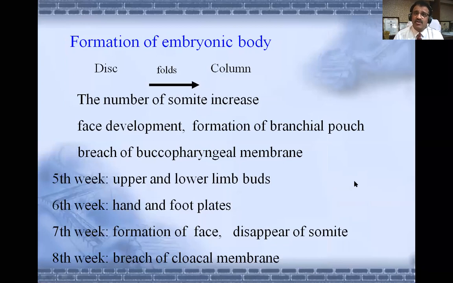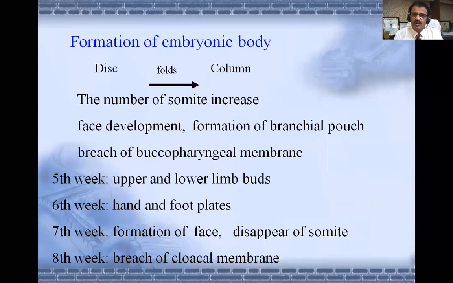Formation of embryonic body from disc. The disc will fold and forms a column. Then the number of somites increase. Face development takes place. Formation of branchial pouch takes place, and breach of buccopharyngeal membrane develops.